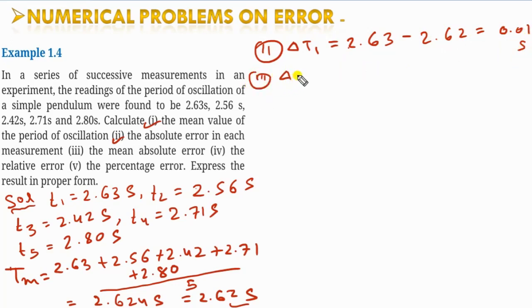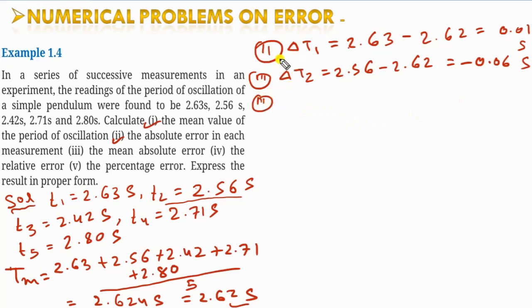Now delta T2 would be equal to measured value minus true value. Measured value is 2.56 second. 2.56 second minus true value, that is 2.62 second. It would give us minus 0.06 second.